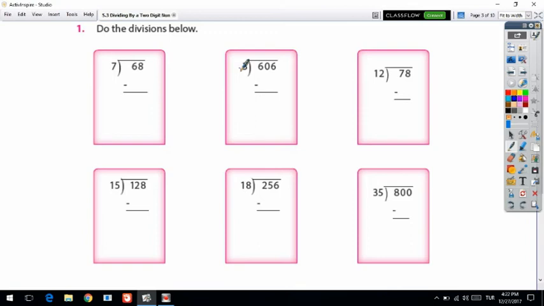It's important. So first of all, how many 3s do we have in 6? 2 times 3 is equal to 6. Now let's subtract them. 6 minus 6? 0. So now what is left? 0. Yes, 0 comes down, so that is 0. When you bring it down, you have to ask how many 3s we have in 0. 0 times 3 is equal to 0. Now let's subtract them. 0 minus 0.